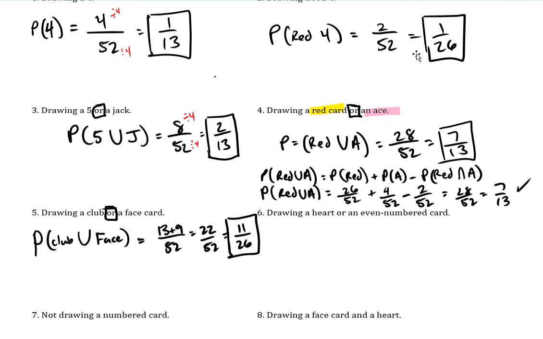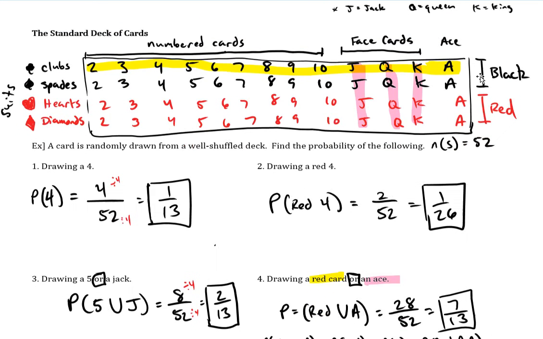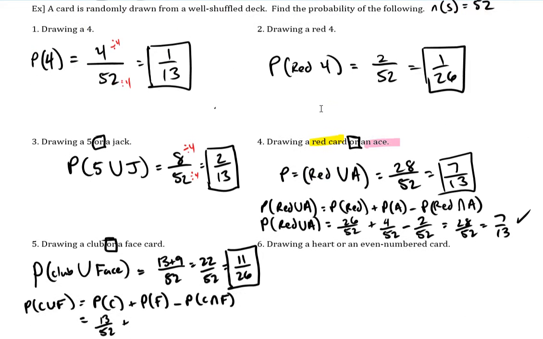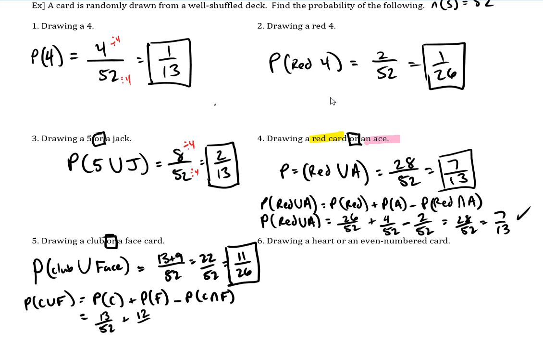But either way, I think using the highlighter would be good. If I want to use the union rule, let's abbreviate a little bit: the probability of getting a club plus the probability of getting a face card minus the probability where they overlap. The probability of a club, well, 13 out of the 52 are clubs. The face cards, there are 12, so 3, 6, 9, 12 total face cards. So 12 out of the 52 are face cards. Minus the probability where they overlap.